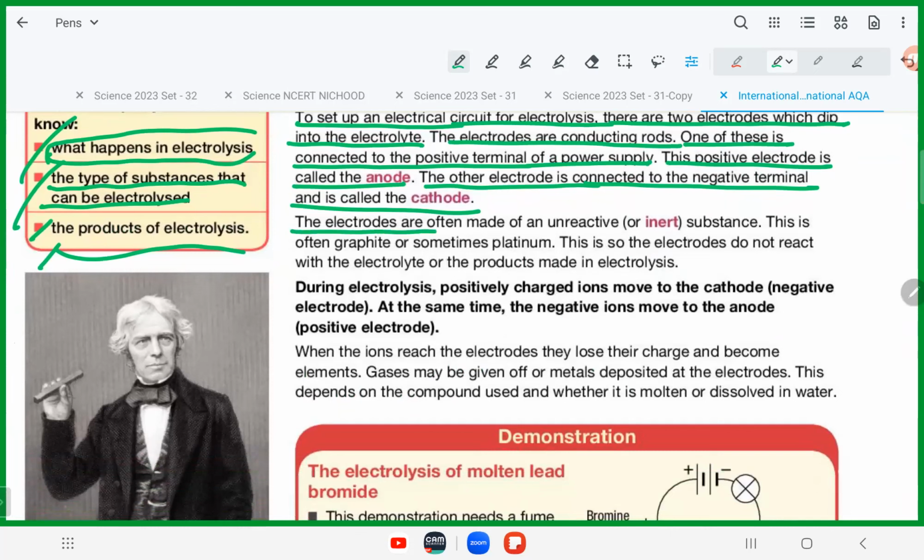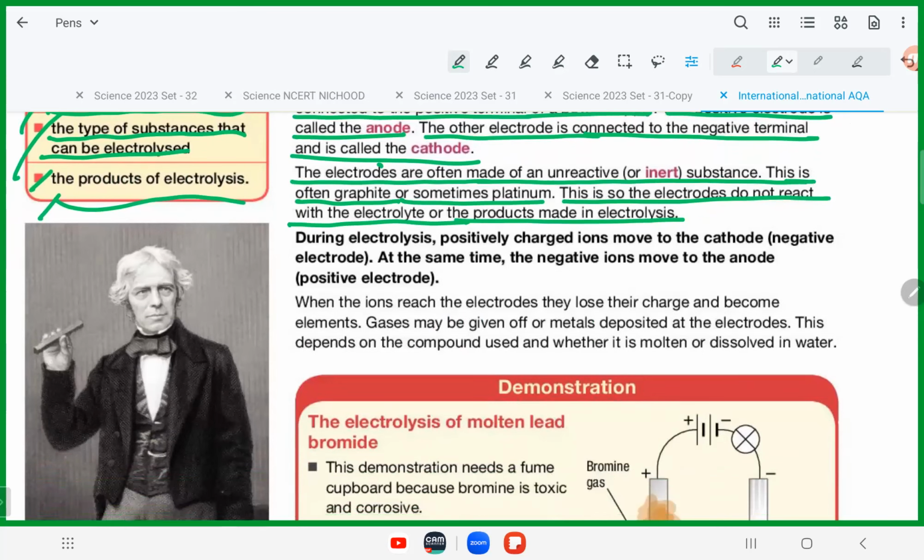The electrodes are often made of an unreactive, inert substance. These electrodes are not that reactive. This is often graphite, that is carbon, sometimes platinum. So the electrode does not react with the electrolyte or the products made in electrolysis.